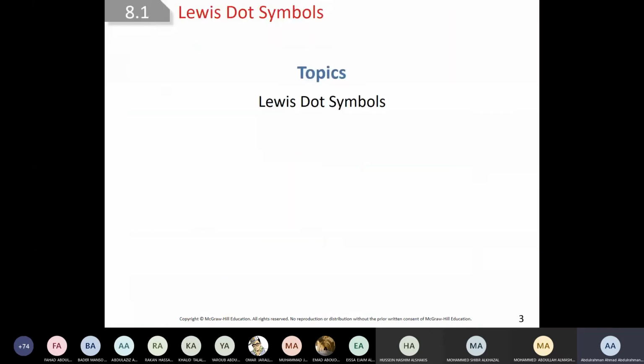Now, the first thing I will talk about is called Lewis dot symbol. What is it? Do you remember valence electrons? What's the meaning of valence electron? Not the core. The electrons on the last outer shell.